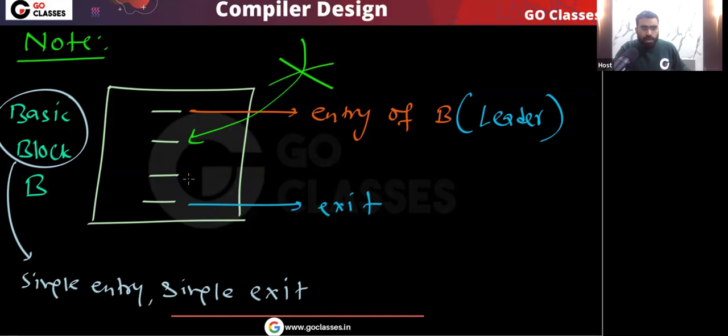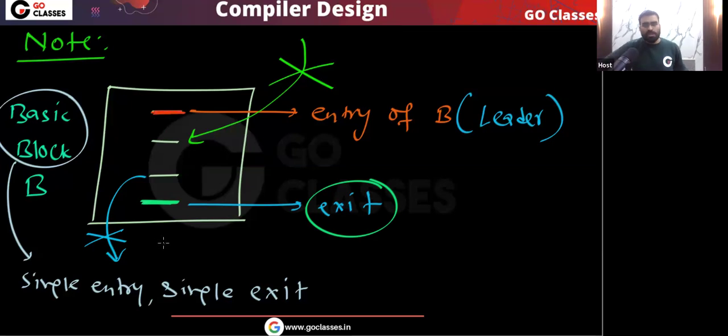Also, if you are doing something like this and going out from here, this is also not allowed, because it is single entry, single exit. Remember, the exit node is only this one, and the entry node is this one. So very simple point. These things are not allowed. I hope you understood.